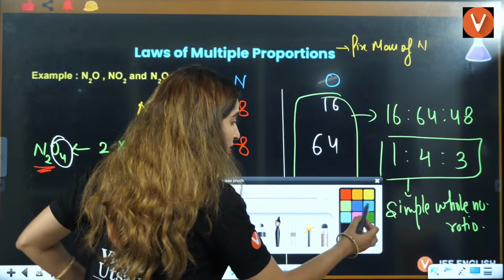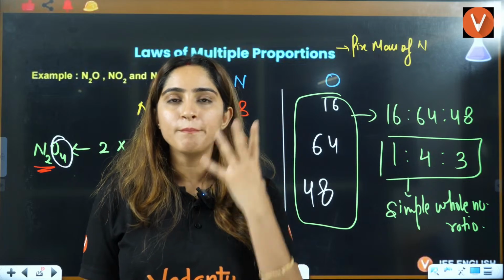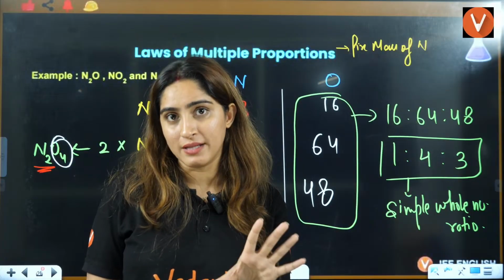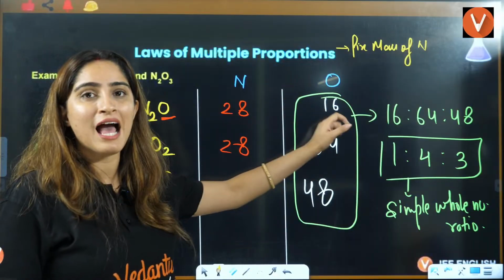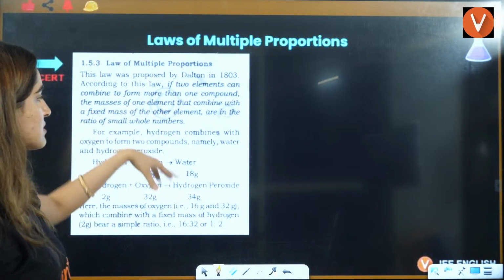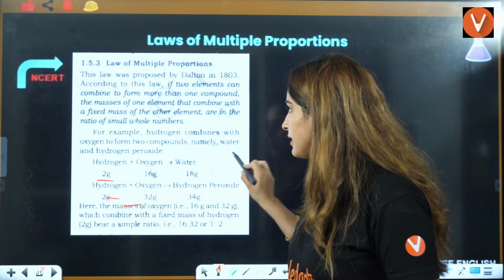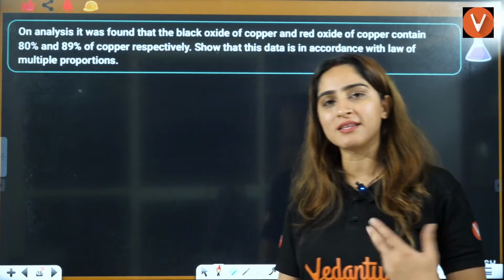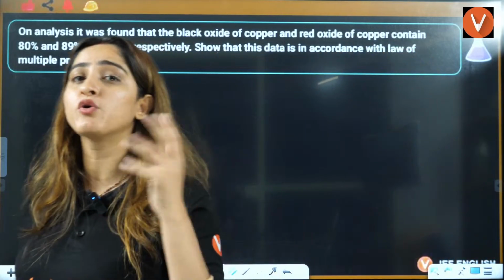So this is the law of multiple proportion: no matter how many compounds you have of two same elements in different proportions, if you fix the mass of one, the other will have a simple whole number ratio. This is the snip from your NCERT. You can see oxygen, hydrogen examples and the same definition are there. I am teaching you more than your NCERT, and I show the snips side by side so that you can go through that also.